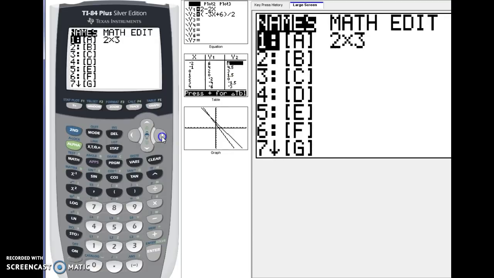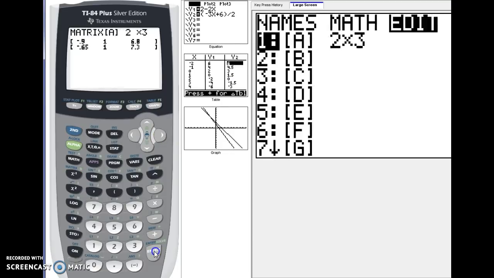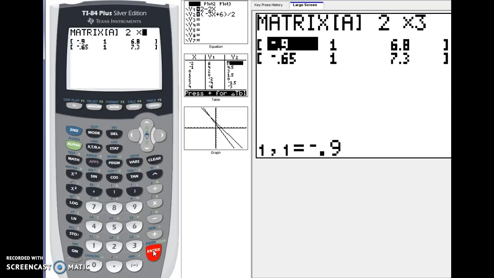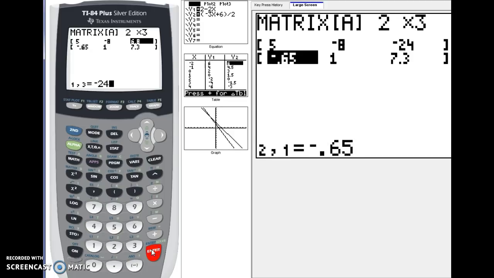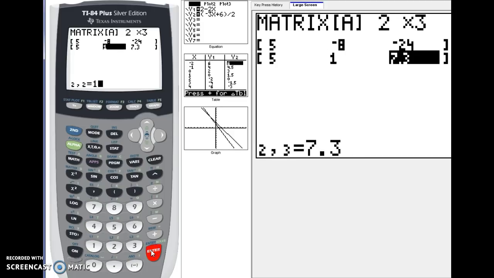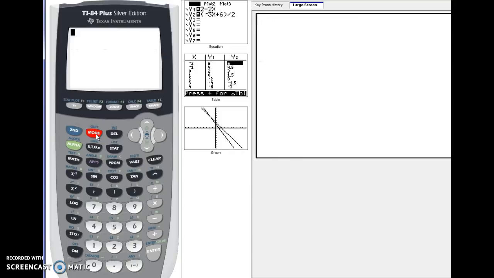Second, matrix, arrow over to edit, enter. Make sure that it's a 2 by 3. And put your numbers in there. 5, enter, negative 8, enter, negative 24, enter, 5, 1, 12. And make sure that you second mode to get out of the screen, because if not, it won't work.